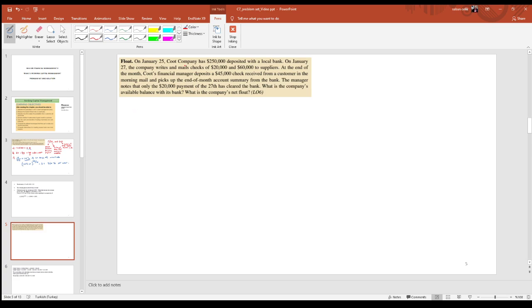Well, what is the starting balance? Starting balance $250,000. We write two checks, $20,000 and $60,000, and we deposit $45,000. So as a result, we have $250,000. So this is going to be our ledger balance.